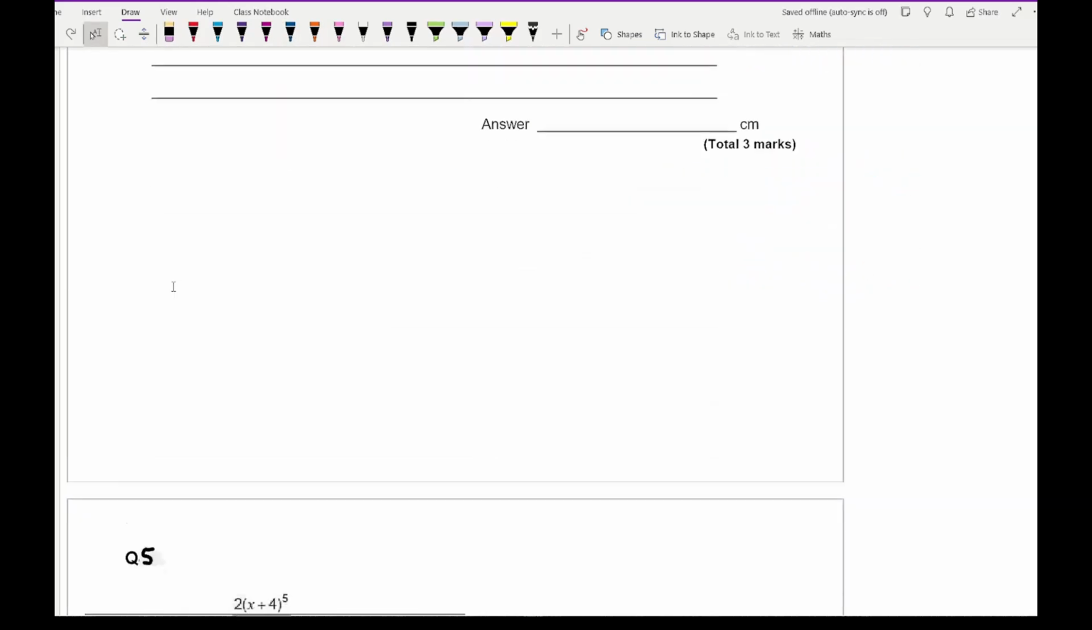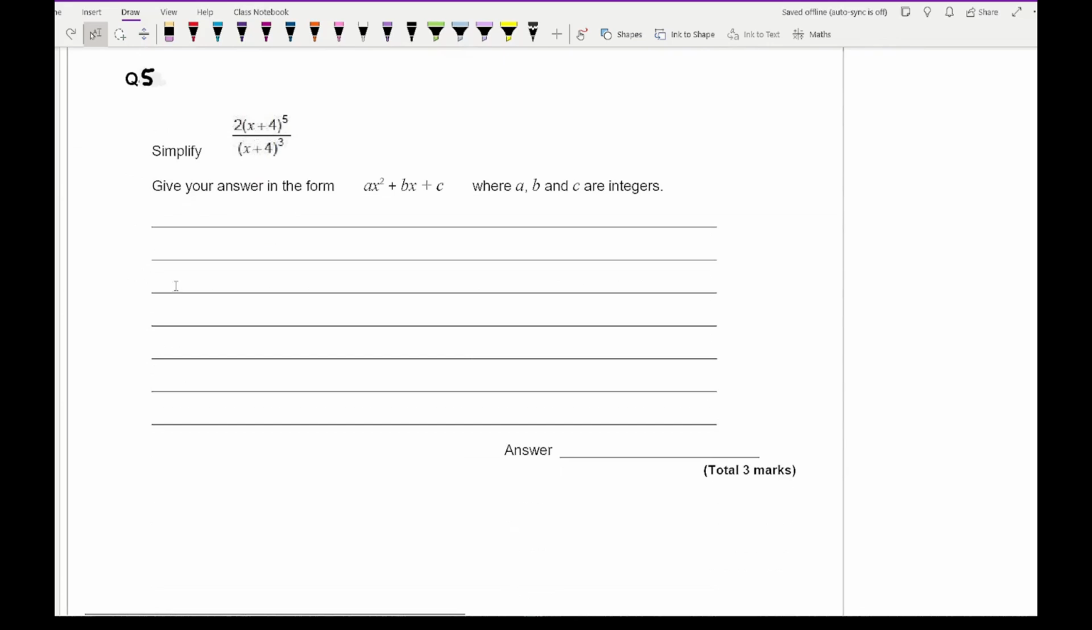Moving on to question 5, it says simplify 2, and then we've got x plus 4 to the power of 5 over x plus 4 to the power of 3. So let's just write this out first. Now, hoping that you're not going to expand the brackets because that's going to take you a fair while, we can see we've got a common factor from both the numerator and the denominator. So as you can see, we've got brackets, so I can take the lowest power from both. So I can take 3 from the 5, so that leaves me with 2. And that leaves me with 2 lots of x plus 4 squared.